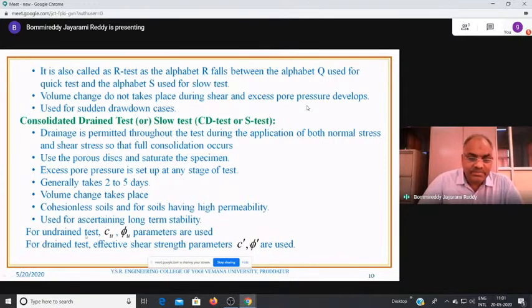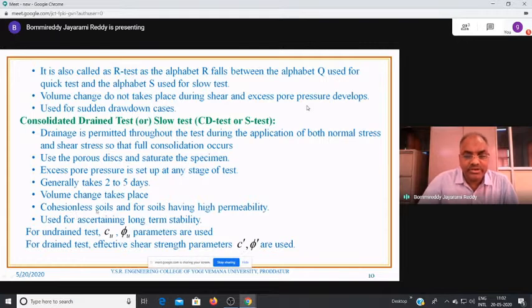And in general for the undrained test, undrained means where there is no drainage during the shear application. In such a case we can write Cu and phi u. So when there is no drainage, it is undrained: Cu undrained, phi u undrained. These are the two different symbols that we normally use for the undrained test.